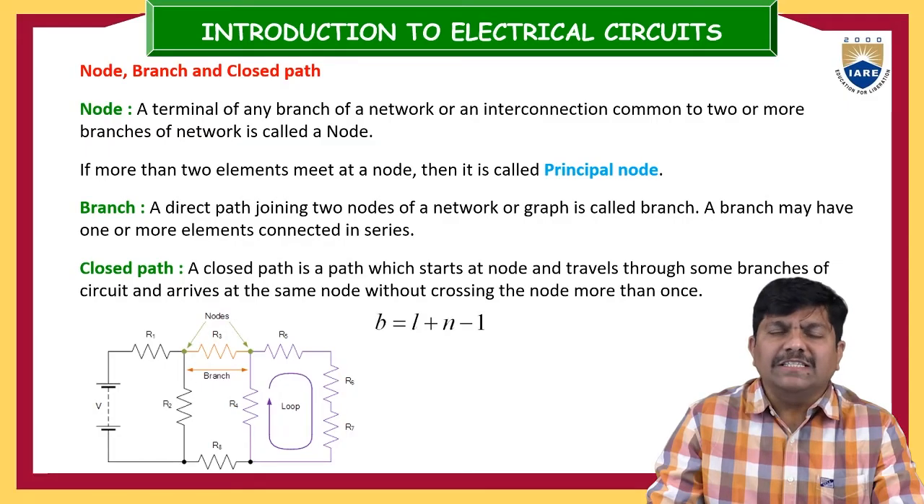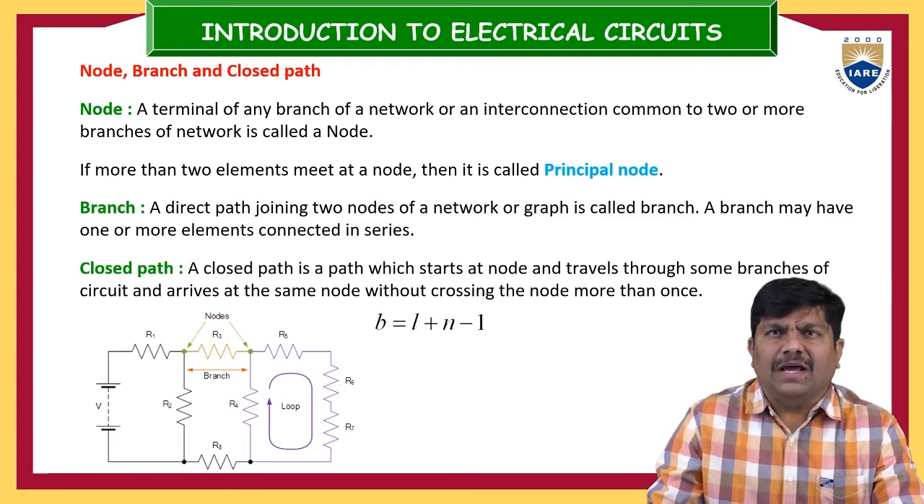Coming to what is node, branch and closed path. Node is nothing but a terminal of any branch of a network, or an interconnection common to two or more branches of a network is called a node. Node is nothing but a joint. Whenever two conductors or two wires are connected together, they will form a common point. That common point is nothing but a node. If more than two elements meet at a node, then it is called a principal node.